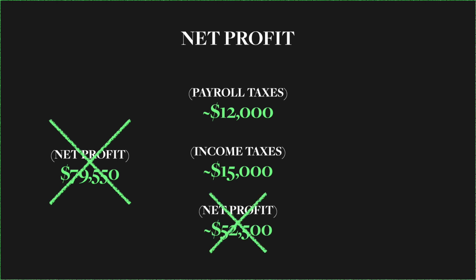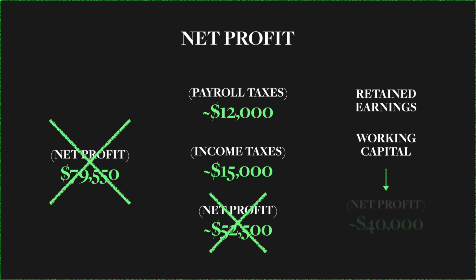And she can't even take all of that home. She's gonna have to leave some money in the business for retained earnings and working capital. After it's all said and done, Amanda can only take home $40,000 a year on a business that's generating $250,000. That absolutely hurts my heart.